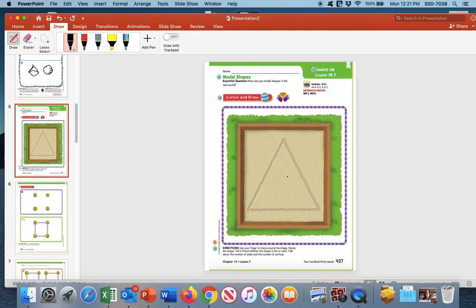And it says name the shape. So what shape is this? The shape is a triangle. Is it a flat or a solid? It is a flat. Go ahead now and take a crayon, whatever color you would like, and trace the shape. Like we just did with our finger, you may come down with your crayon, and you can do this now. After you've done that, then we will move on to the next page.